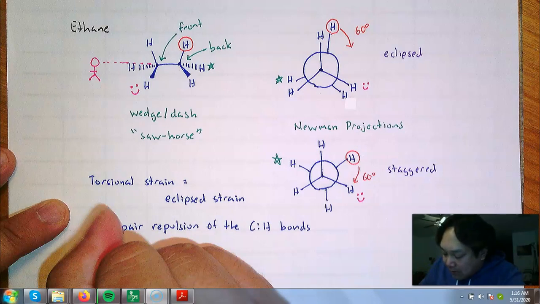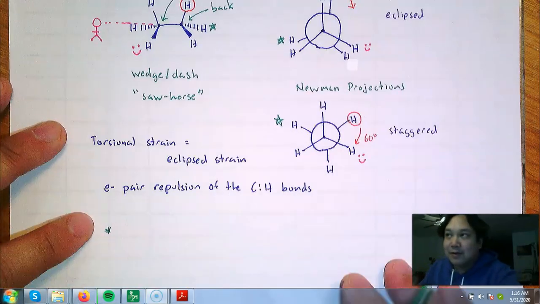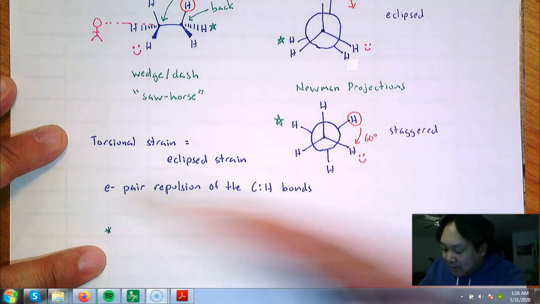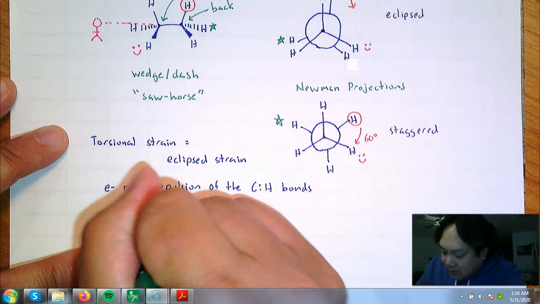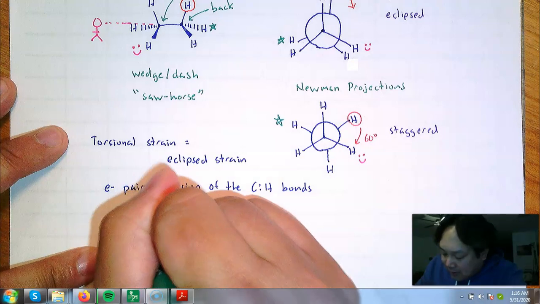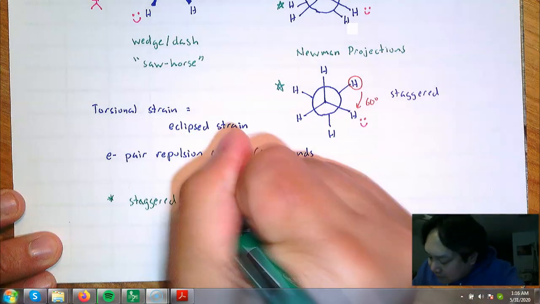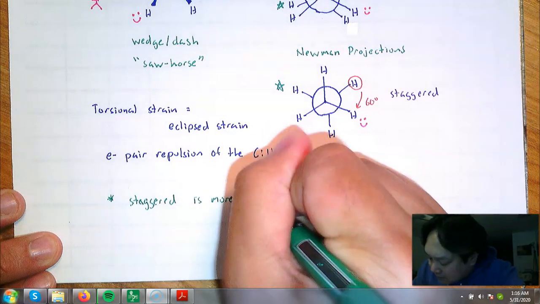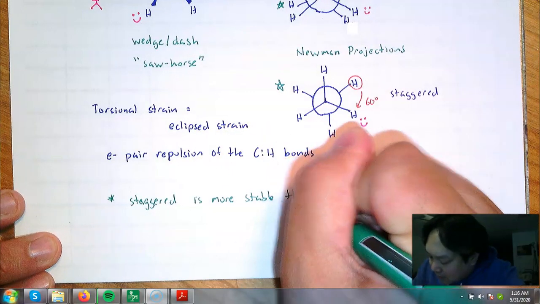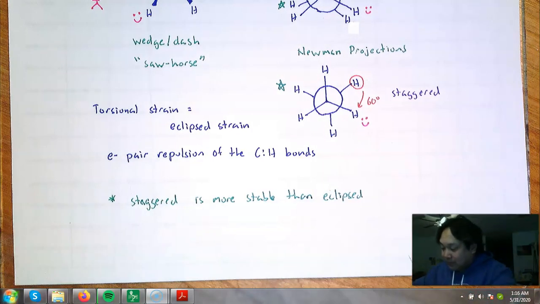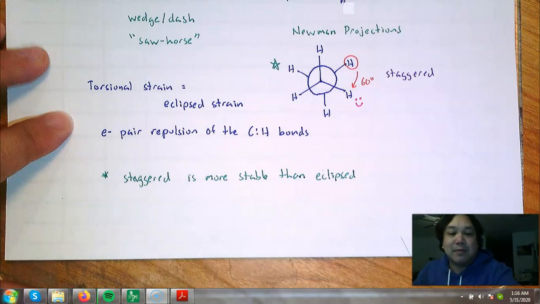So this is always going to be true. Well, for 99% of the molecules you see, staggered is more stable than eclipse. Staggered is more stable than eclipse.